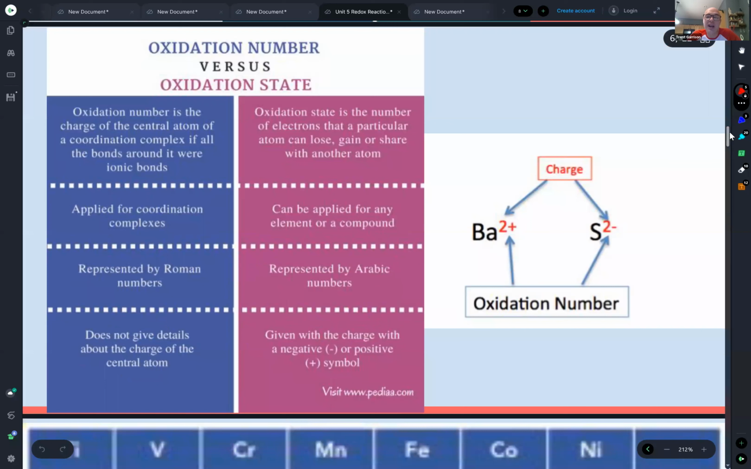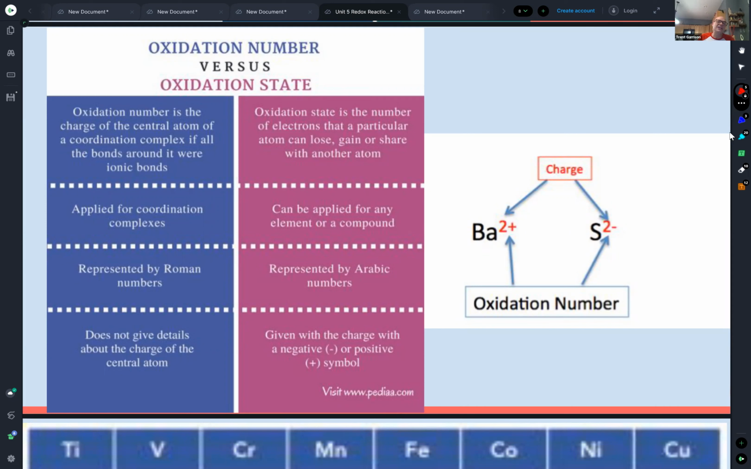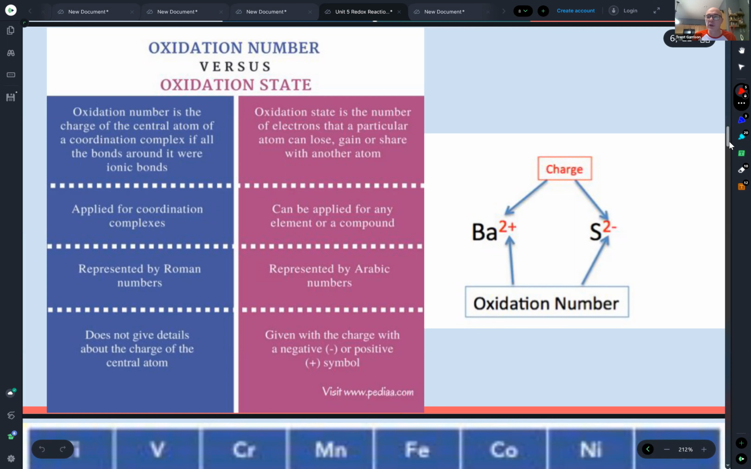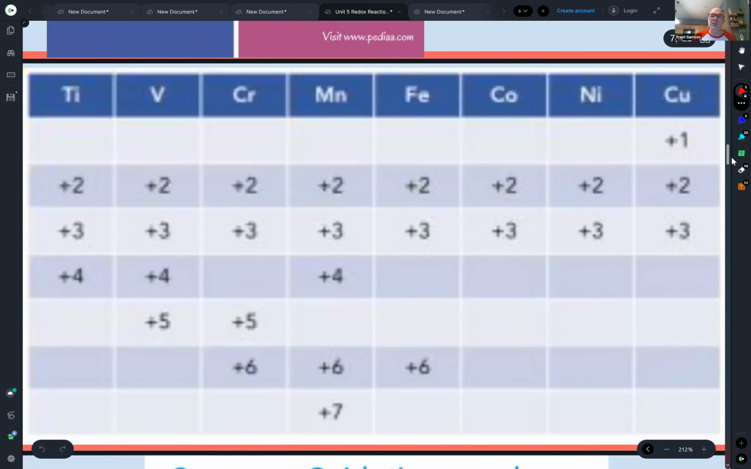Now, the difference between oxidation number and oxidation state. Oxidation number is the charge of the central atom. Oxidation state is the number of electrons that are lost or gained. Basically, they're saying the same piece of information. It's just a subtle difference between one or the other. Whenever I ask you questions, it will always be in terms of what is the charge, and I will not call it by its official name. I'll just ask you how it lost or gained electrons. So I will keep the two very confusing terms separate from one another, and I will not try to make you know the difference between those.